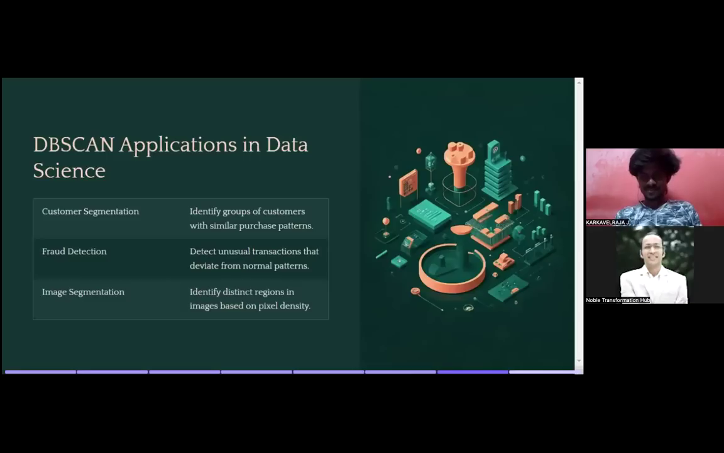That becomes a wider application, and image segmentation is narrower because it is used wherever you need to identify distinct regions in an image based on pixel identification. It can help wherever image segmentation is required. These are the applications of DBSCAN. Let's move to the other section.